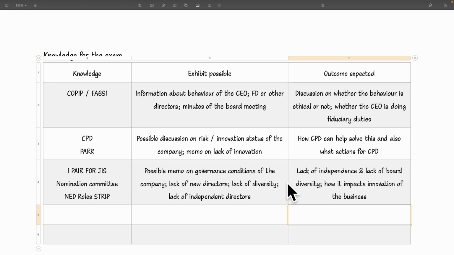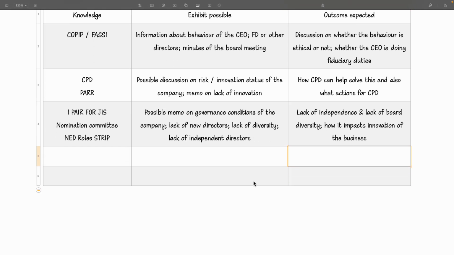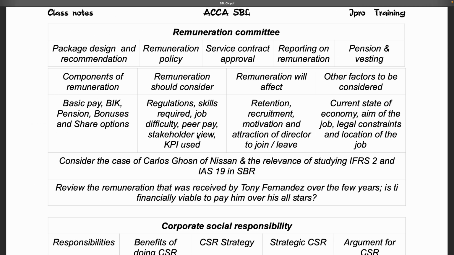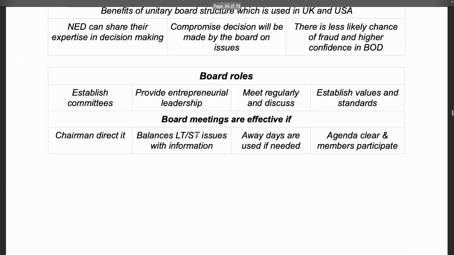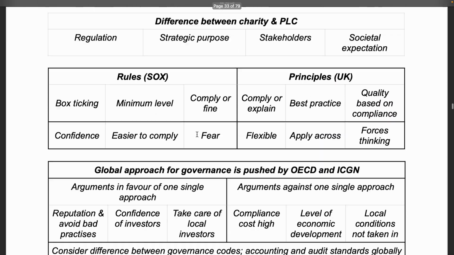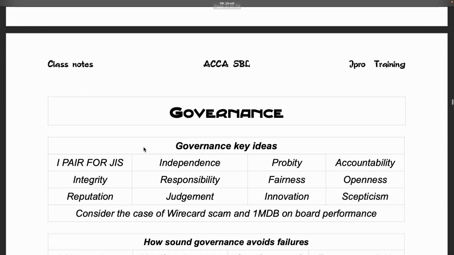So you do need to be aware of lack of independence, lack of board diversity, and how it impacts innovation. The company may not be innovating because of the board of directors itself. If you don't have diversity, there's not enough innovation. Now remember, innovation is actually one of the IPAIR for GIS words. So you go back, you see the word IPAIR for GIS has the word innovation.